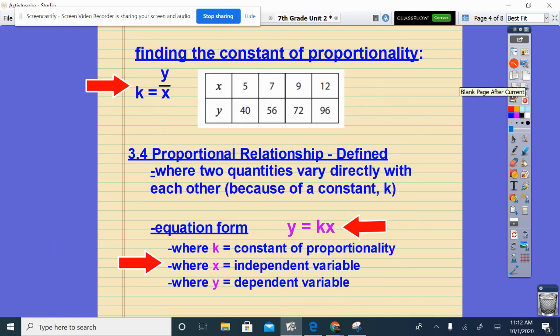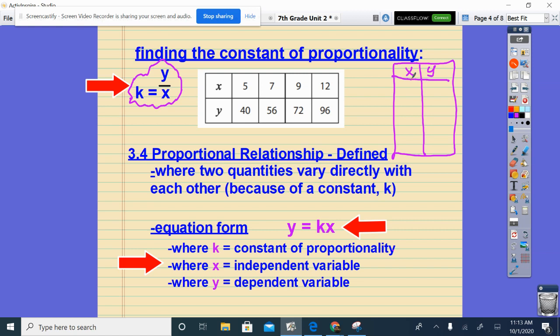So here is kind of the whole part of this assignment. What we're going to do is find the constant of proportionality. K is equal to y divided by x. And here's that table I showed you that was a little different. But let me ask you this question. Can you rewrite the table in your notes? Yes, you can. Just like this. So I have 5, 40, 7, 56, 9, 72, and 12, 96.